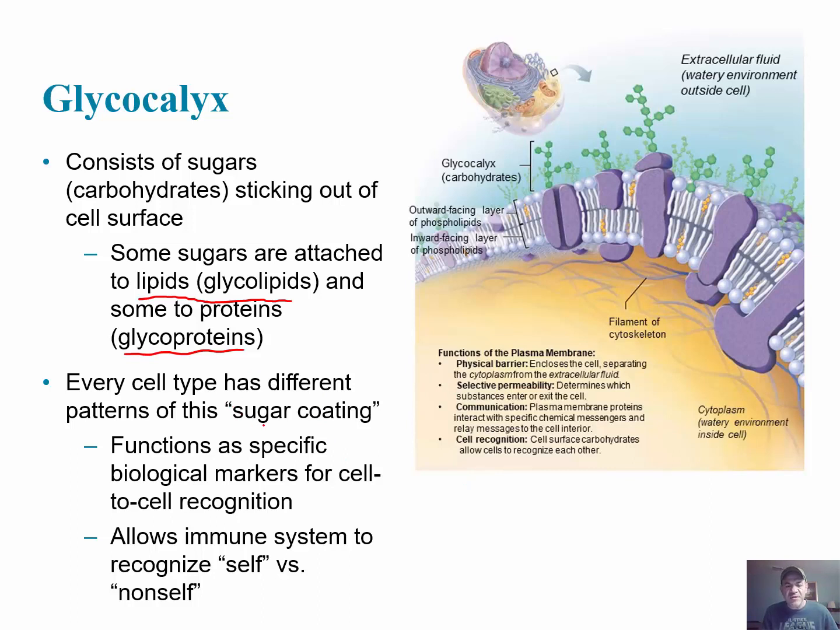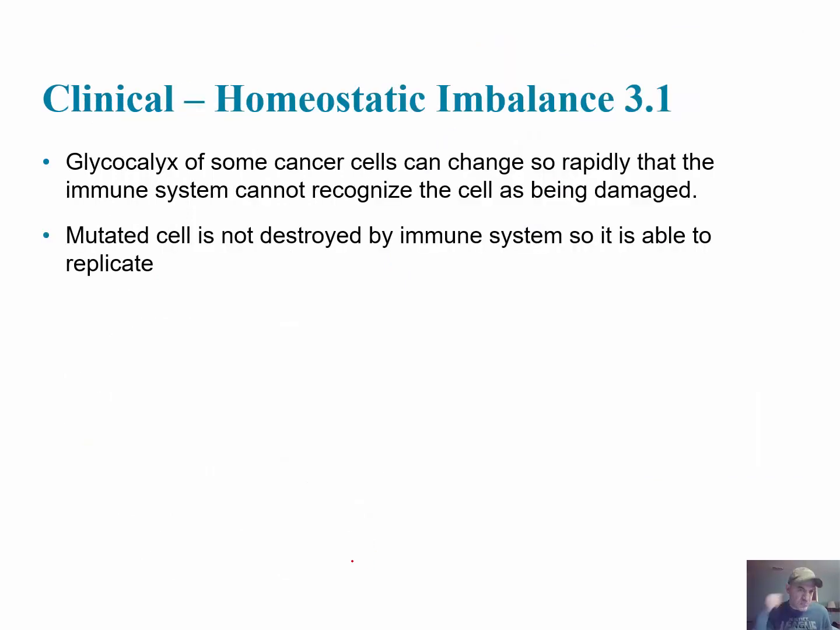Now, every cell type, this is a little bit new, is going to have a different pattern of those sugar molecules. Basically, over 200 different cell types will have a different sort of signature on there, based on the differences in that glycocalyx. And so those will function as specific biological markers for that cell. Different cells recognize each other, and the overall glycocalyx also allows us to recognize self from non-self, anything that got in the body that didn't belong there.